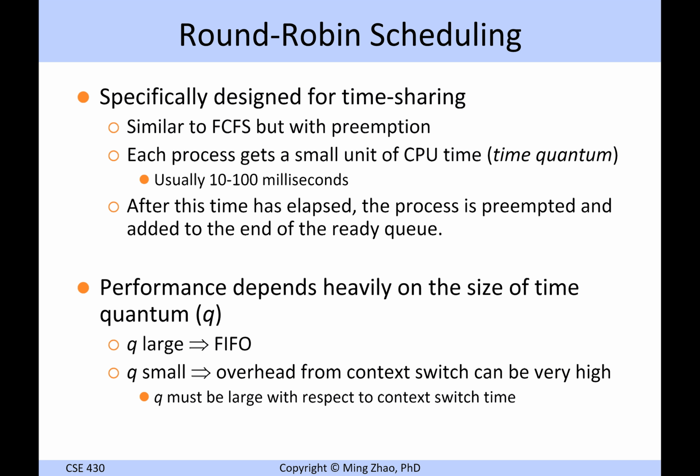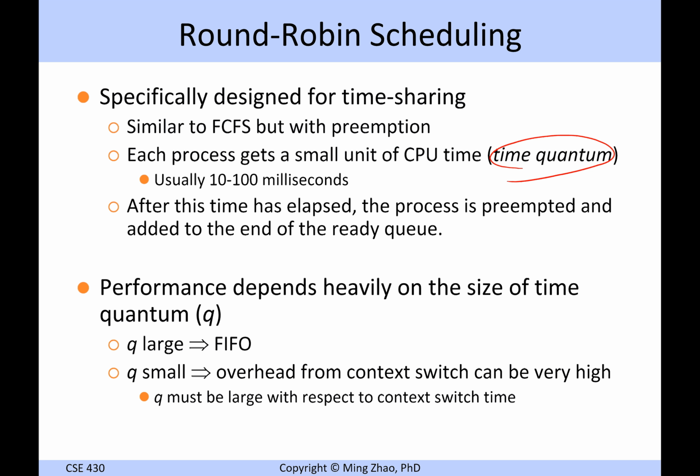This share of CPU time that I was referring to has a special name. We call it the time quantum. Each process gets a small unit of CPU time called the time quantum, and this time quantum is usually set between 10 milliseconds and 100 milliseconds. We talked about this before too. This is how frequently a time sharing scheduler switches among processes. Generally speaking, it's on the order of tens of milliseconds.